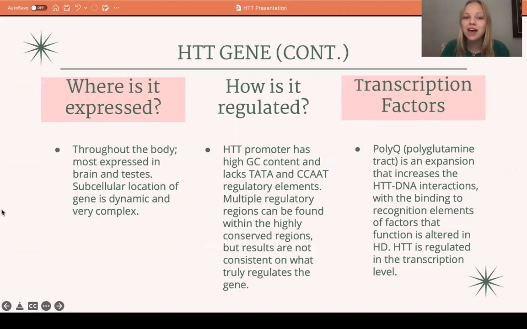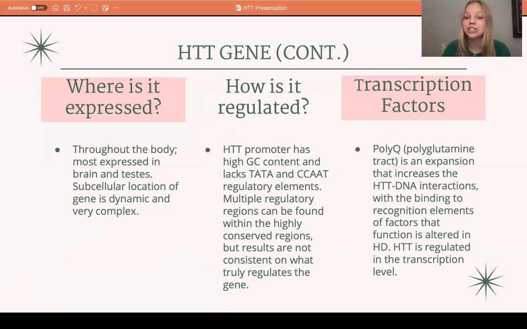To continue, it is expressed throughout the body, mostly in the brain and the testes. The subcellular location of the gene is dynamic and very complex. How is it regulated? The HTT promoter has high GC content and lacks the TATA and CCAAT regulatory elements.